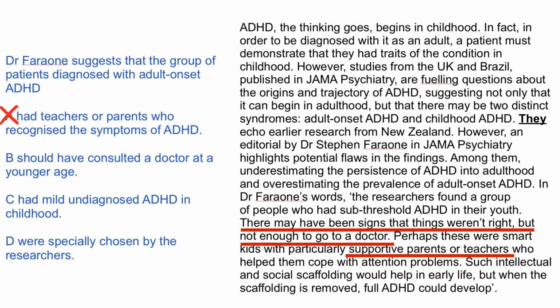So we've read here, there may have been signs that things weren't right, but not enough to go to a doctor. So, letter B can be an answer, but I'm still not confident about it, so let's go to letter C. Had mild undiagnosed ADHD in childhood. So we've read here, the researchers found a group of people who had subthreshold ADHD in their youth. When the scaffolding is removed, full ADHD could develop. So based on this, I would choose letter C as my answer rather than B. So letter C is the correct answer.